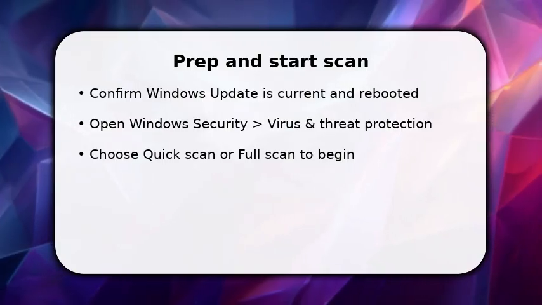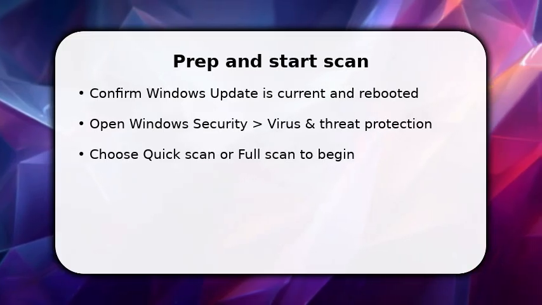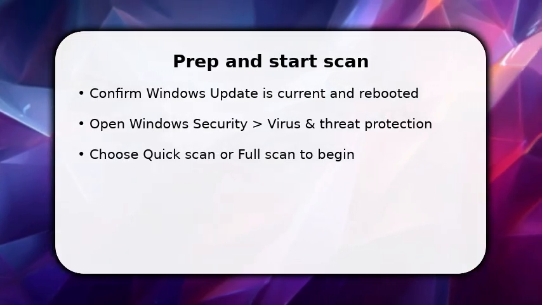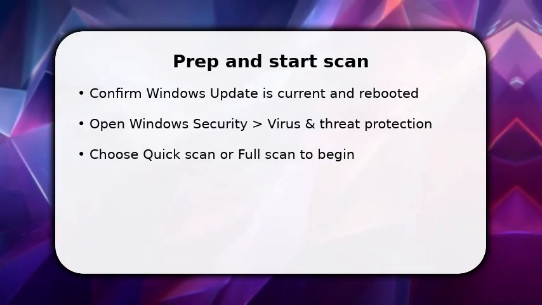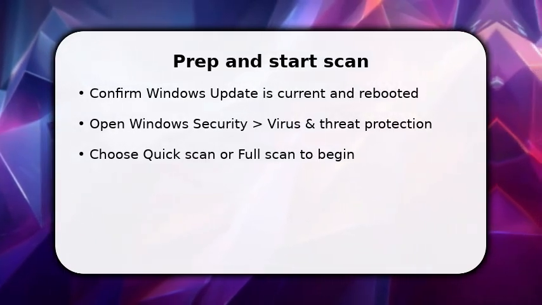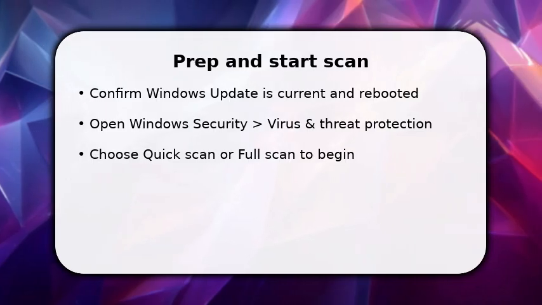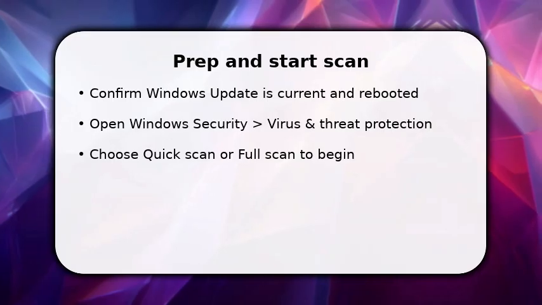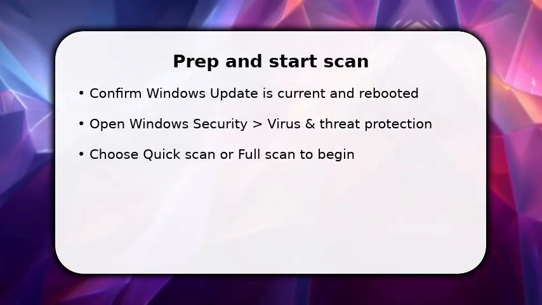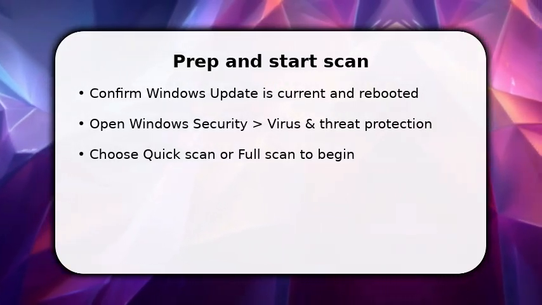You start by confirming Windows Update is current and then rebooting if needed. This prevents conflicts during scanning. Once done, open Windows Security and go straight to Virus and Threat Protection to avoid distractions. Make sure to pick Quick Scan for a fast check or Full Scan when you suspect deep infections. You'll see scan progress and basic recommendations.